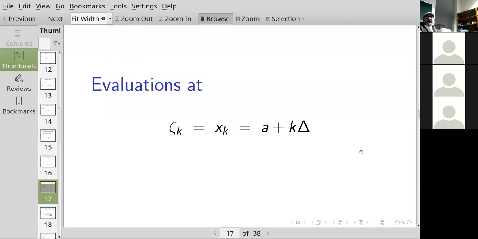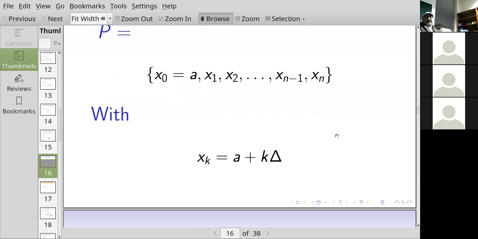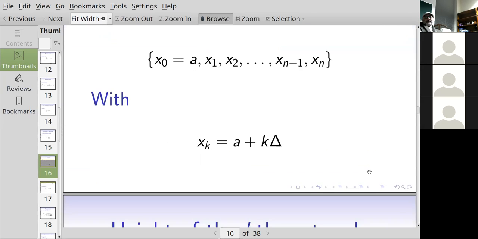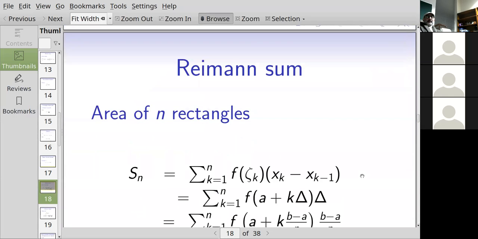I could have also taken x sub k minus 1, and that would be a plus k minus 1 times delta, or I could have taken any point in between those 2 points. What's xk here? xk is the kth point in the partition, which would be the bottom right corner of the kth rectangle.